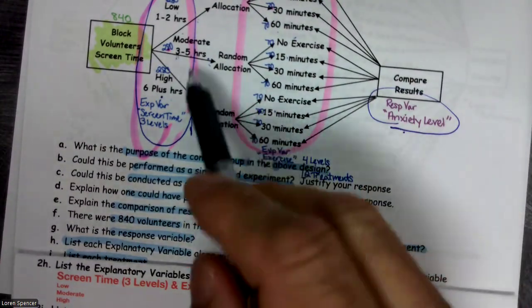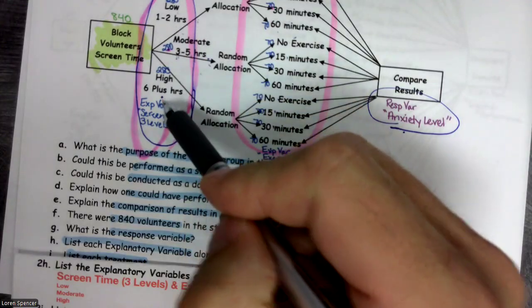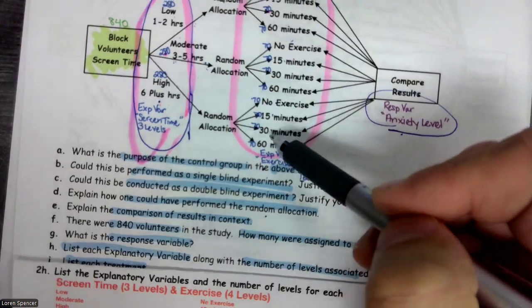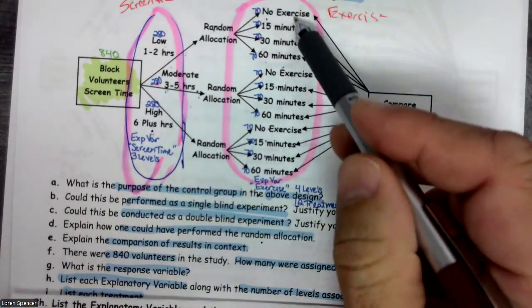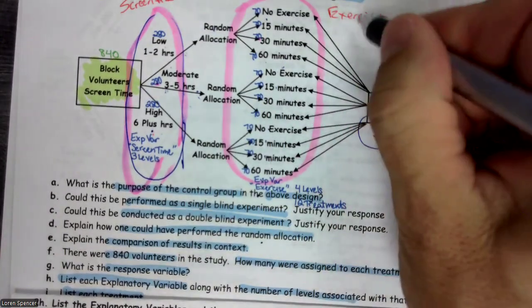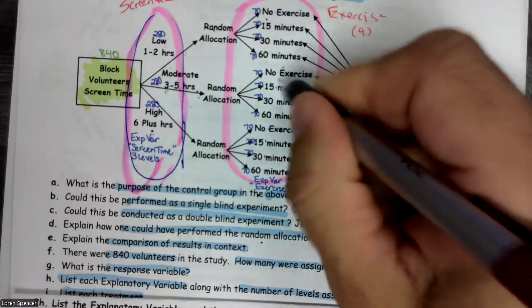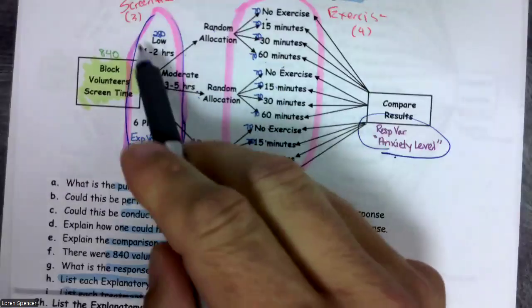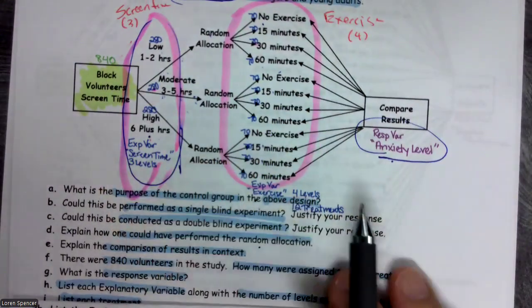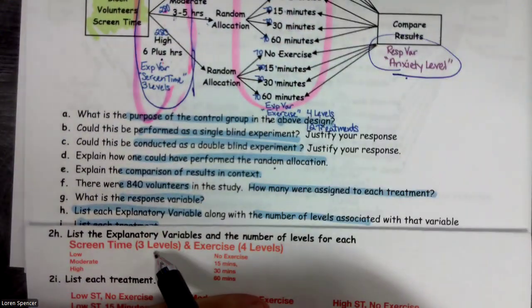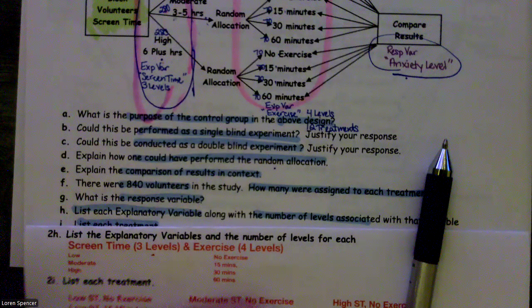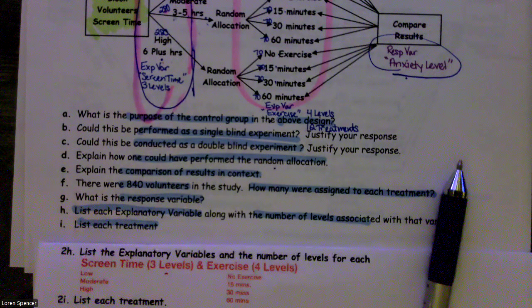Screen time had 1, 2, 3 levels. Exercise has 1, 2, 3, 4. We don't count it again because they repeat. So this has 4 levels, and this has 3 levels. So screen time has 3 levels: low, moderate, and high. Exercise has 4 levels: 0, 15, 30, and 60 minutes.